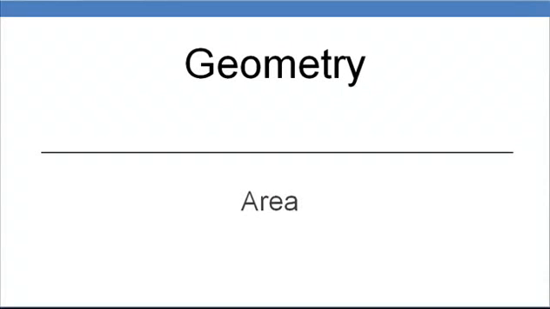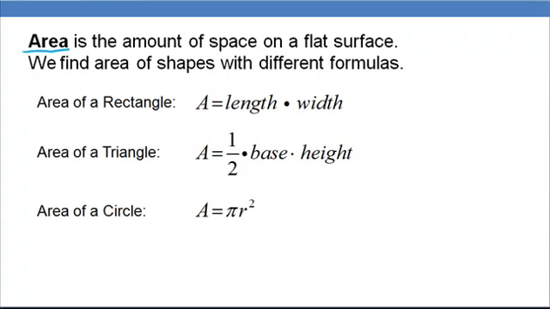Geometry. Area. Area is the amount of space on a flat surface. We find area of shapes with different formulas. For the area of a rectangle, the area is equal to the length times the width. For the area of a triangle, the area is equal to a half times the base times the height. And area of a circle is equal to pi r squared. You can look up formulas for other shapes in a textbook.